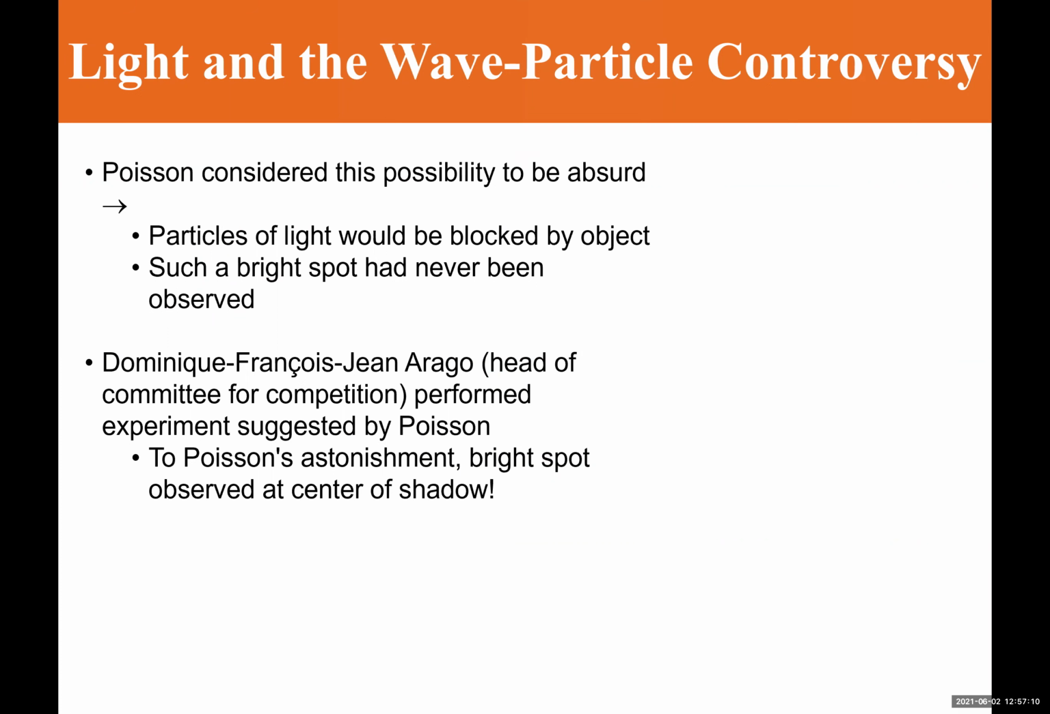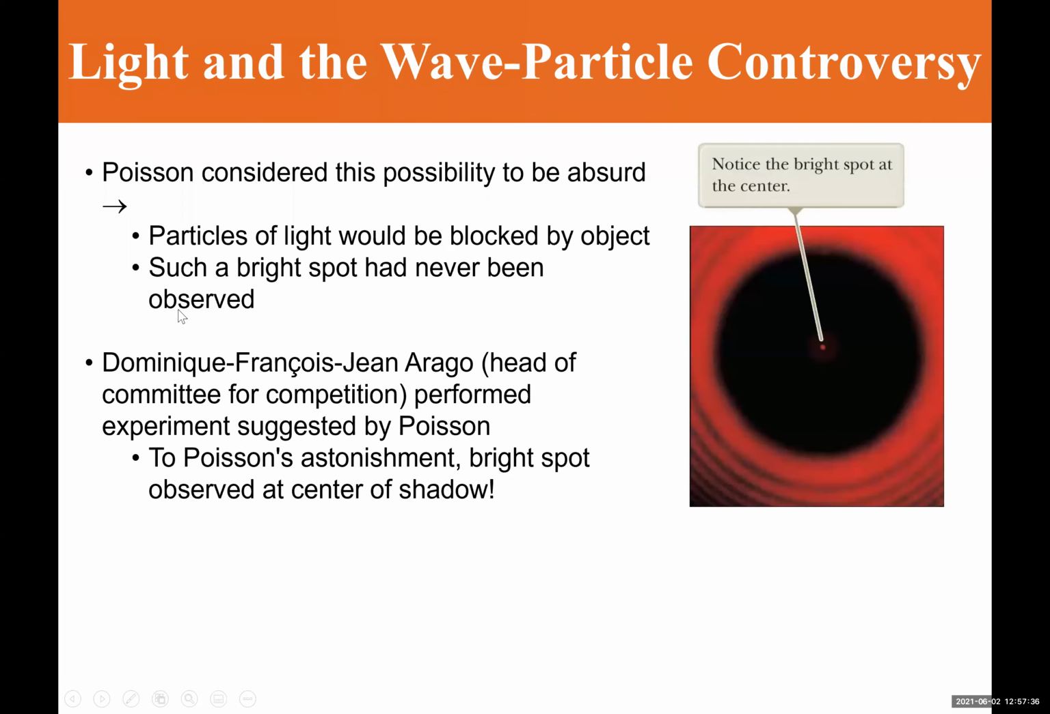Okay. Then we have Dominique François Jean Arago, who was the head of the committee for the competition, and he did an experiment to prove that light indeed was a wave. Basically, he did an experiment to demonstrate exactly what Poisson was arguing is not possible. His experiment showed that indeed there will be a bright spot if you do an experiment. That's sort of like one of those modern experimental results.